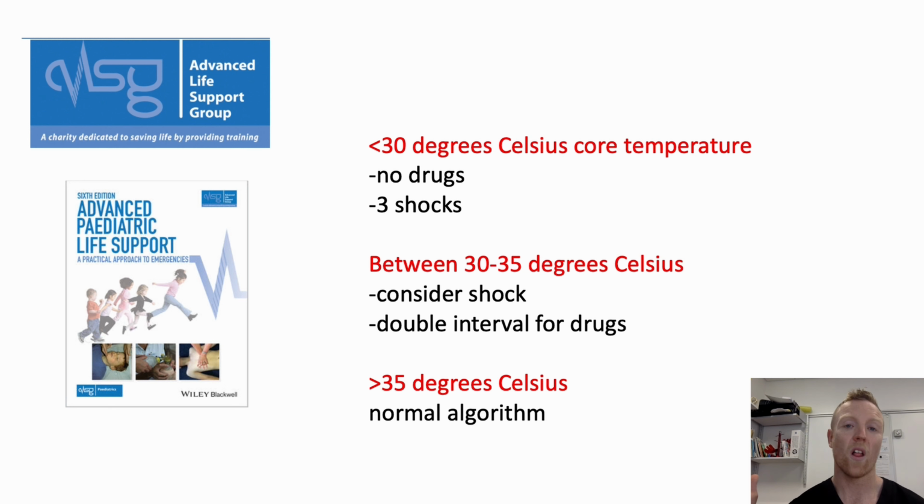So remember, less than 30 degrees, no drugs, and only 3 shocks. Between 30 and 35 degrees, you can give drugs but double the spacing, and you can consider doing shocks. So if they've got VF or VT, you can continue to give your shocks as you would normally. Above 35 degrees is the normal cardiac arrest algorithm.